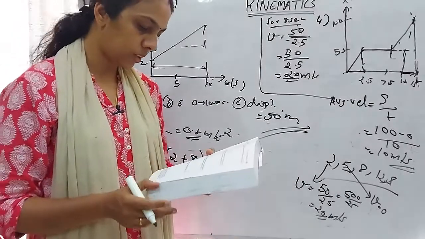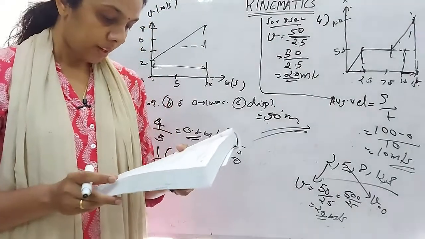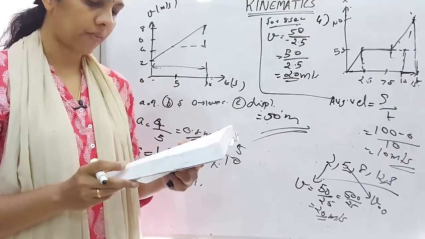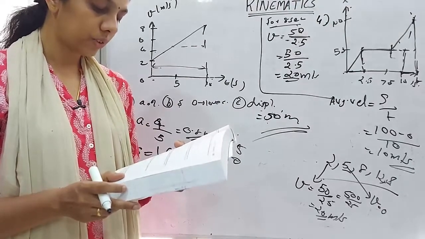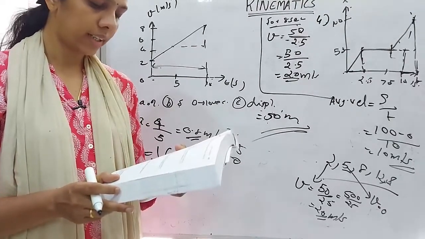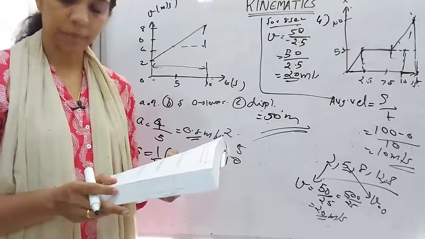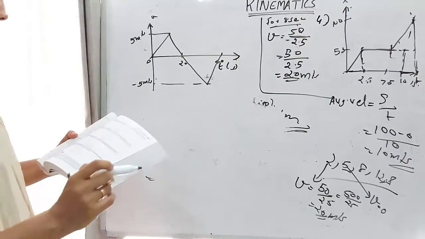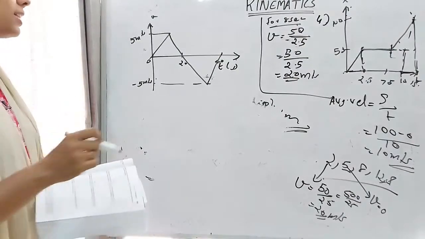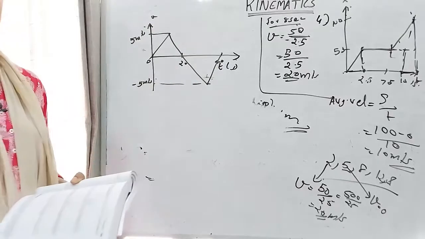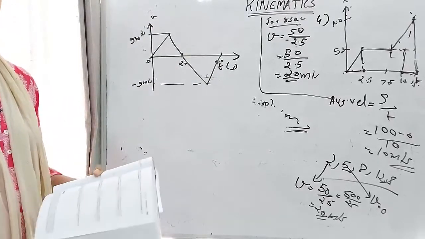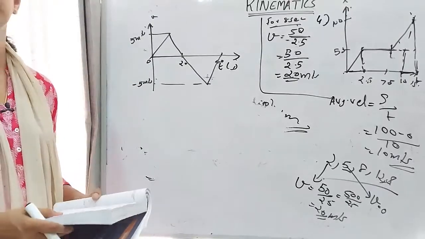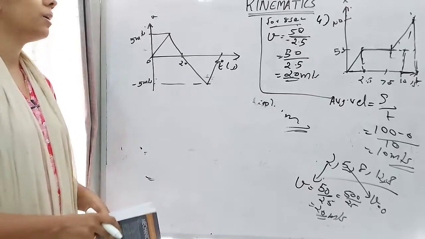Here one more question is given. I'll give that as homework for you. Please try to solve it. From the velocity time plot shown in the figure, find the distance traveled by the particle during the first 40 seconds. Also find the average velocity during this period. So this is the graph. Velocity time plot is given. How can you find out the distance traveled? Area under the velocity time graph will give you the distance traveled, and the average velocity during this period also you should find out.